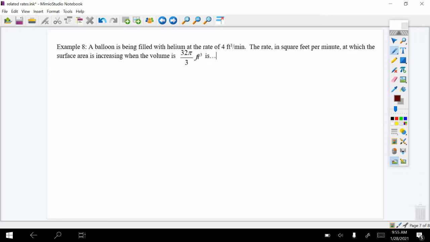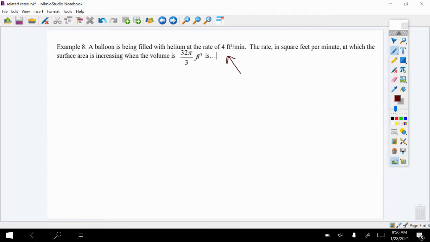But now we're going to look at a couple that require a couple different formulas and involve a few extra steps. Still the same idea of looking at things that are changing, things that are related, all with respect to time. So for this first one, we have a balloon that's being filled with helium at a rate of 4 cubic feet per minute. That is a volume change.